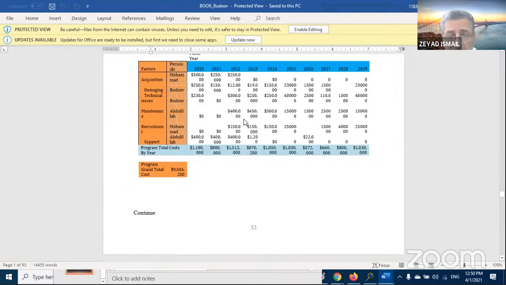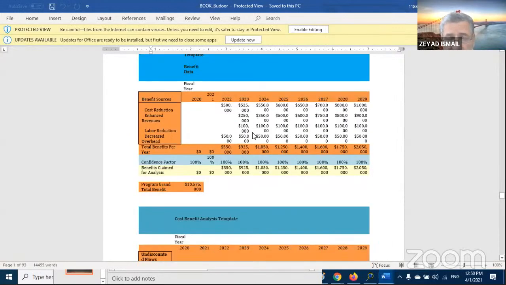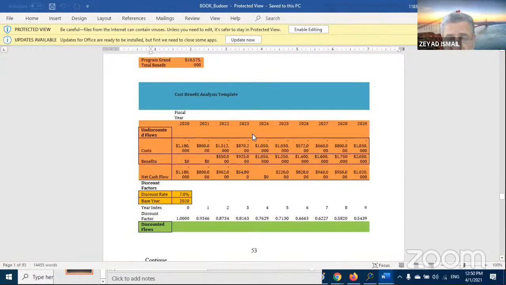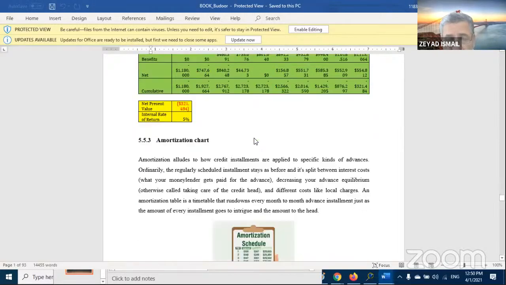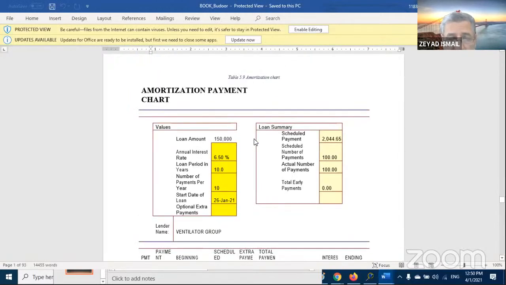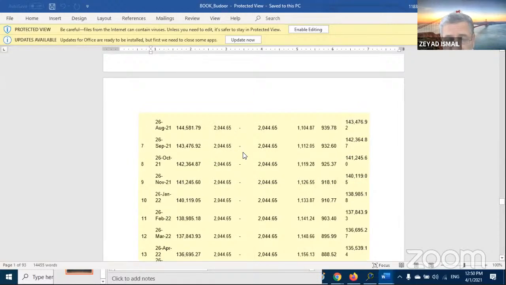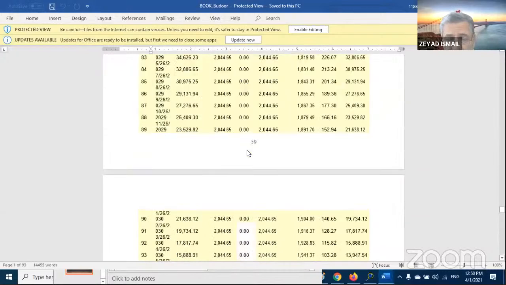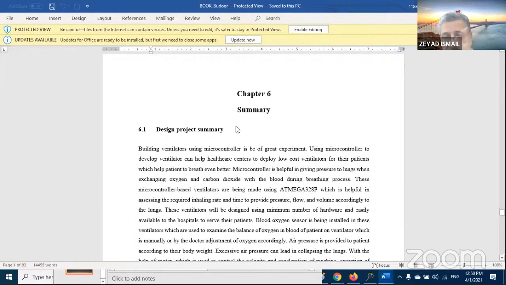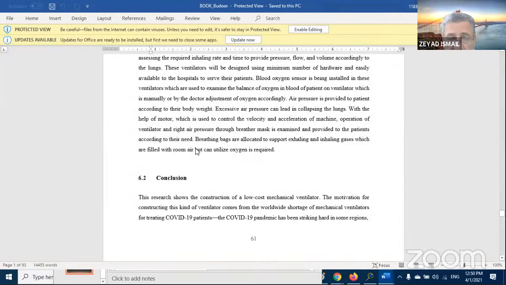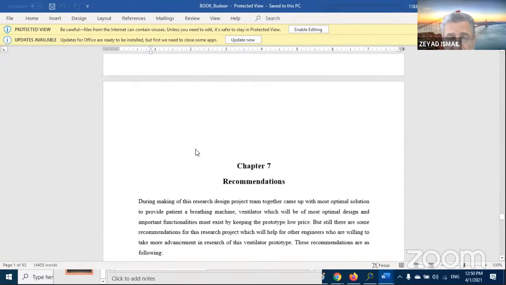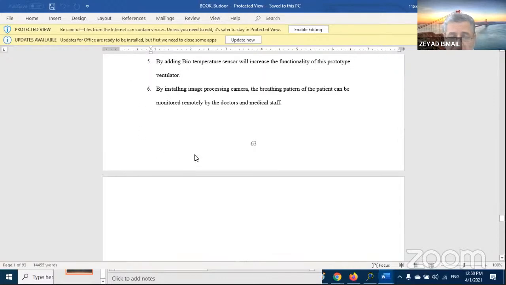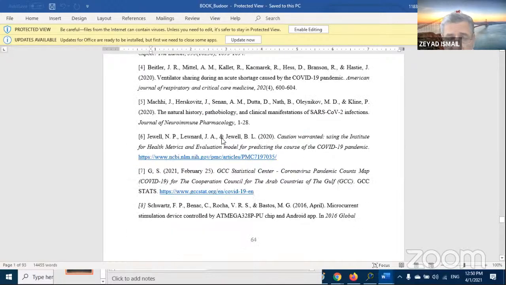As we see here, the costs. Of course, it cannot be explained because there are many, many factors there. And here there will be the amortization payment chart. You see numbers there, and then there will be a flow graphical chart given at the top. Chapter 6, the design project summary. Okay, then the conclusion for that, and chapter 7 will be future work. So after that, there will be references at the end.